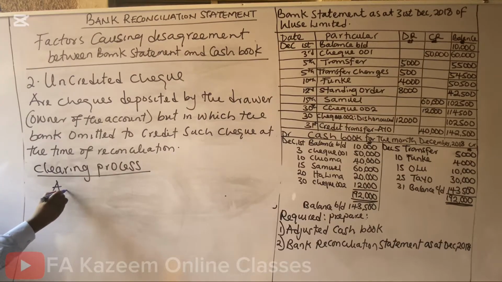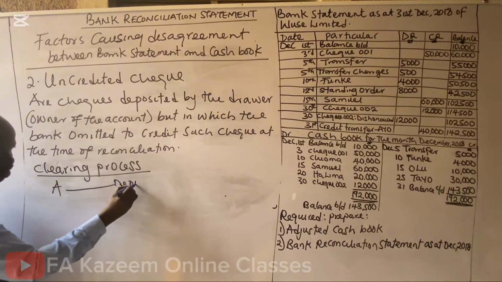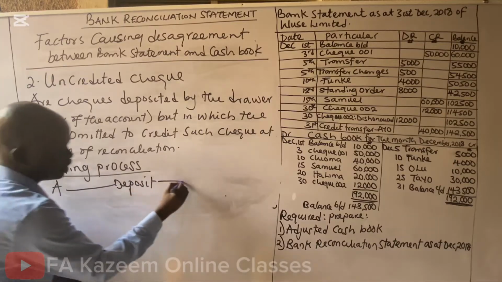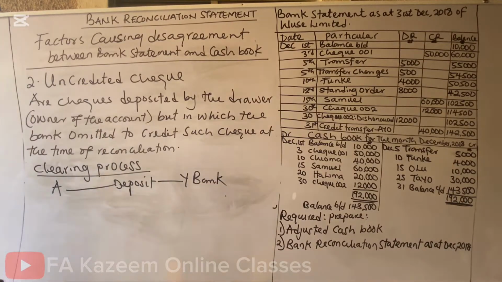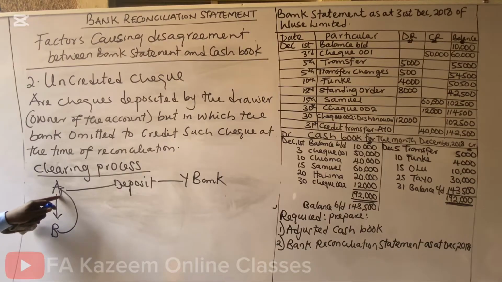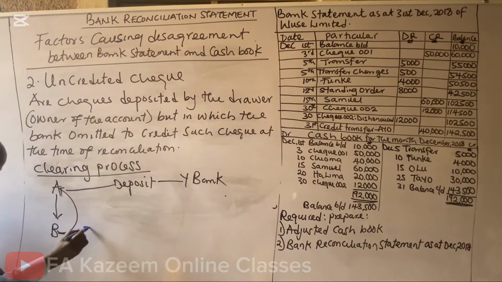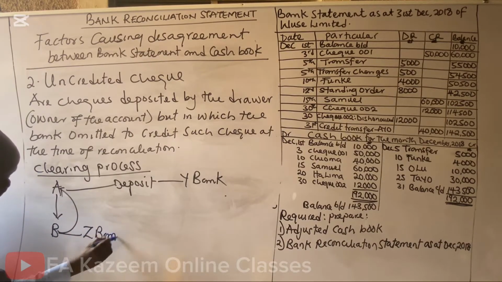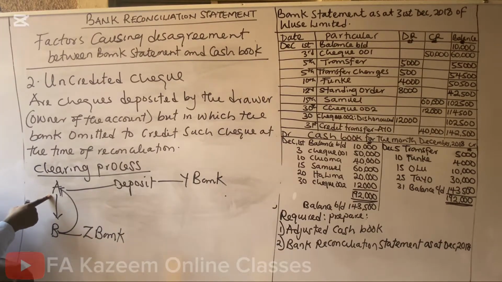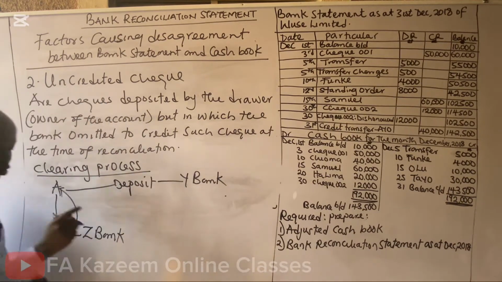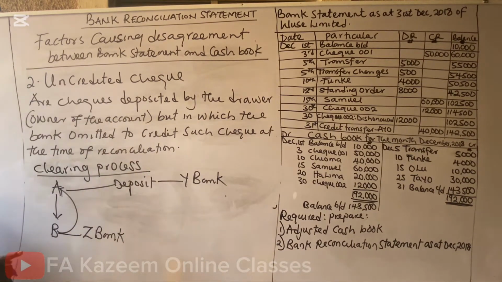If Mr. A deposits a check in Y bank, what happened? Mr. B gave a check to Mr. A. Mr. B's check is from Z bank. Mr. A debits the check in his Y bank. What can cause an uncredited check is this.